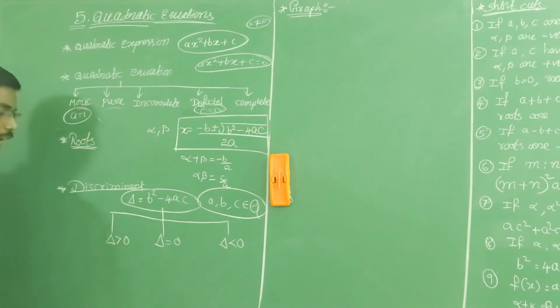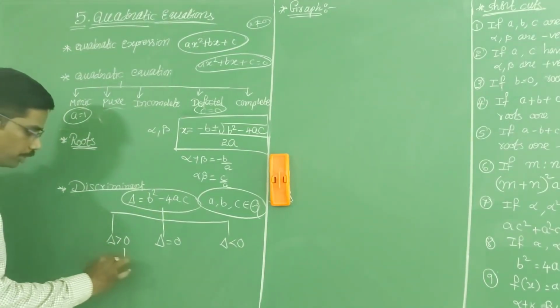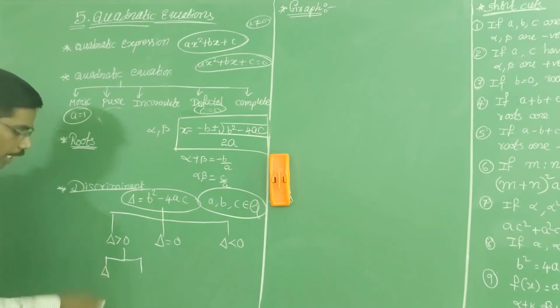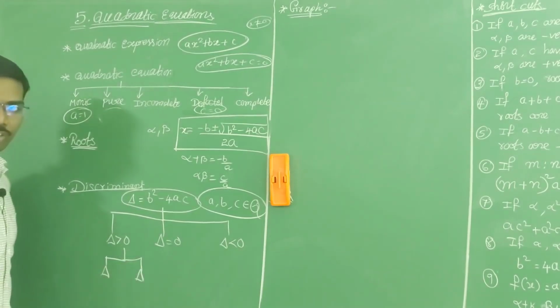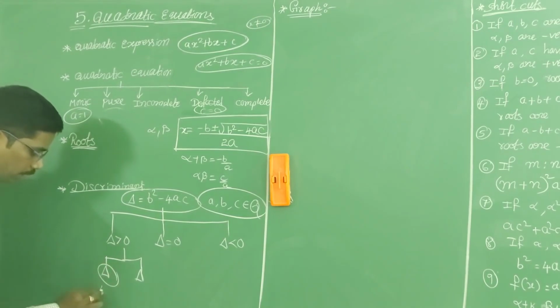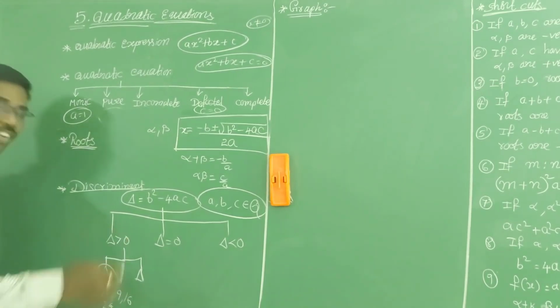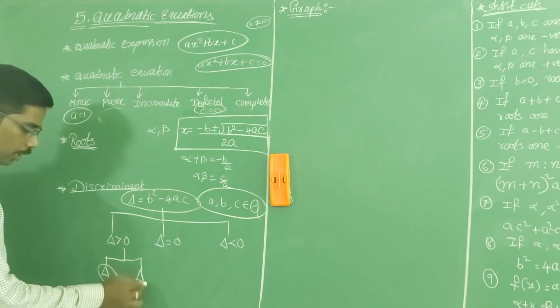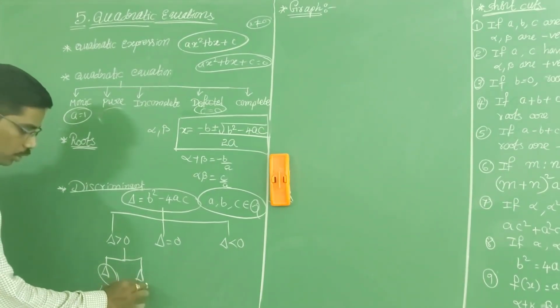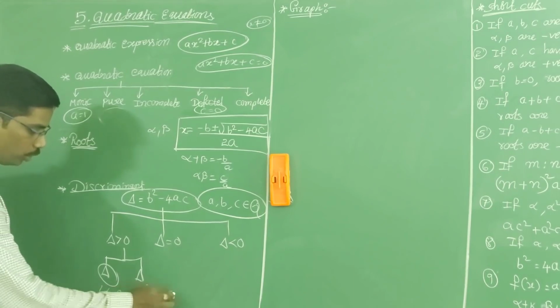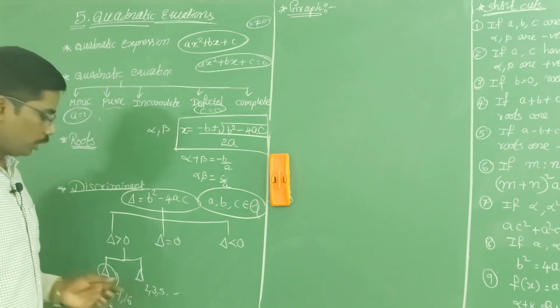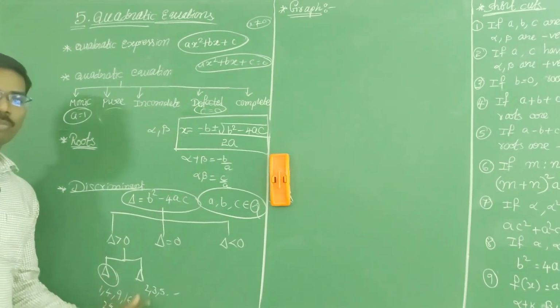In delta greater than 0, again it is of two types: delta is a perfect square and delta is not a perfect square. Delta is a perfect number, meaning 1, 4, 9, 16, 25. These are all perfect squares. Delta not a perfect square means other numbers, like 2, 3, 5 and so on. These are not perfect squares.